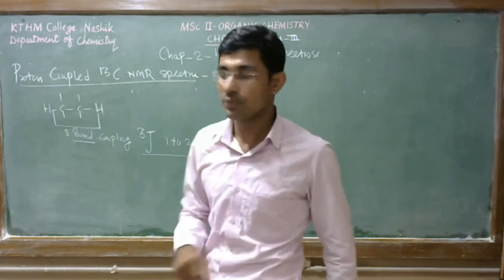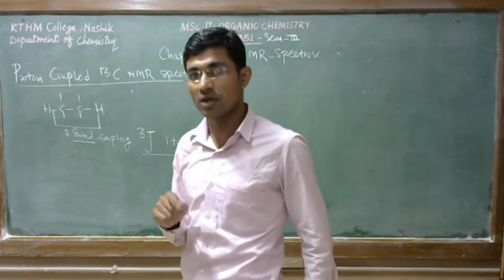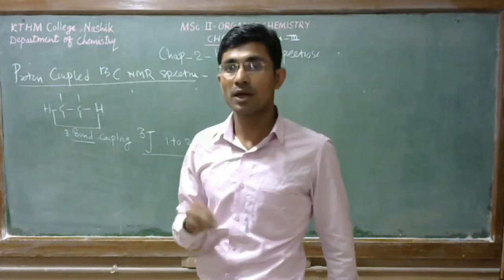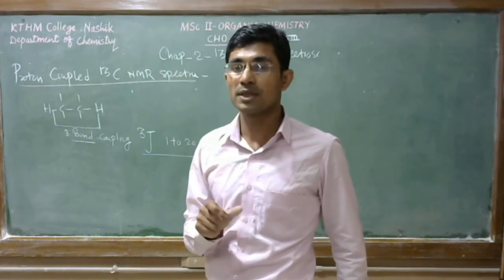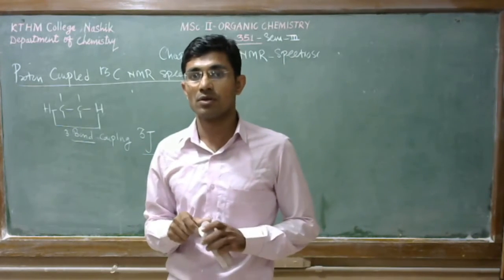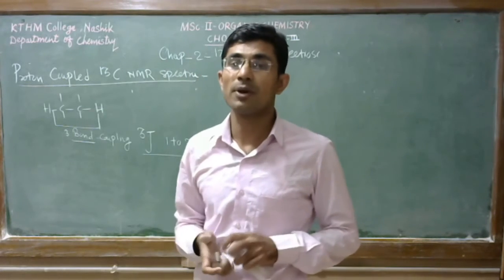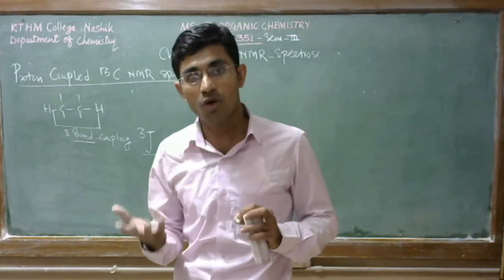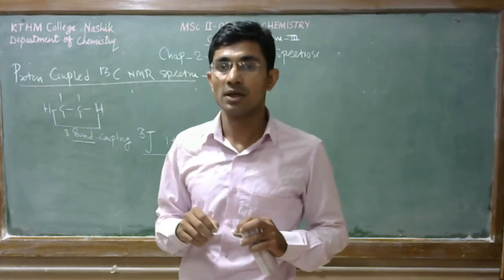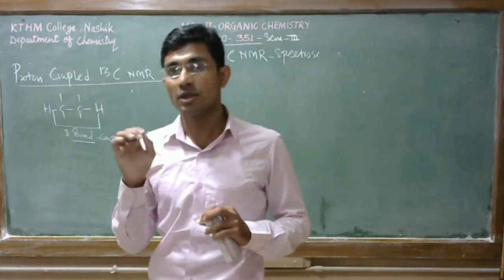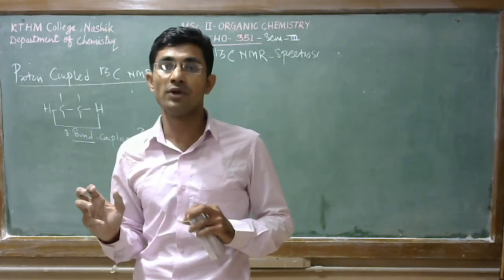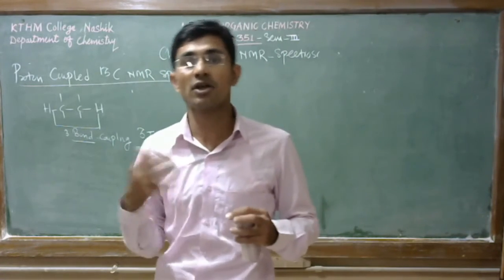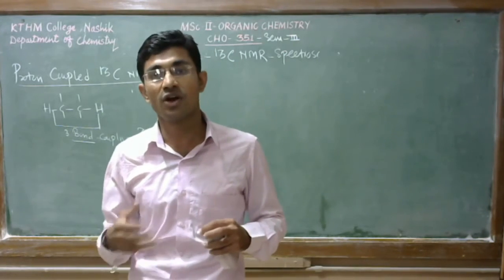Here, because of these things, the protons present over the adjacent carbon couple, but sometimes protons present over different carbons away from each other also couple through intervening bonds. Because of that, our spectra become quite complex. Again, you have to remember that the proton also couples with carbon through several intervening bonds, and because of that, our spectra become complex and difficult to analyze.